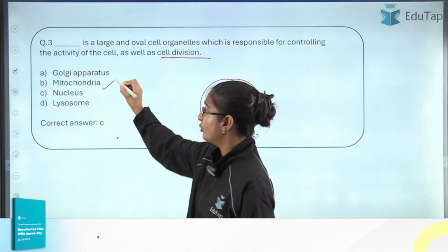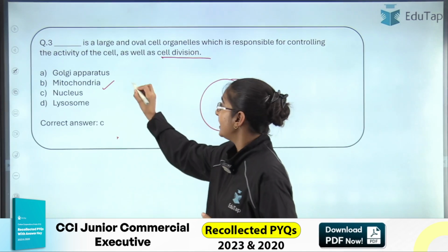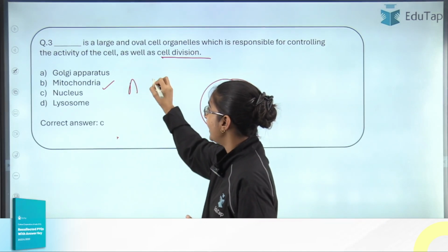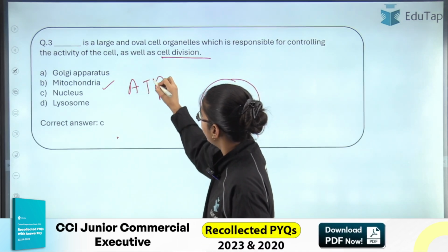And then we have the mitochondria. Mitochondria is like a powerhouse of the cell. It produces the energy unit known as ATP in the cell. ATP.